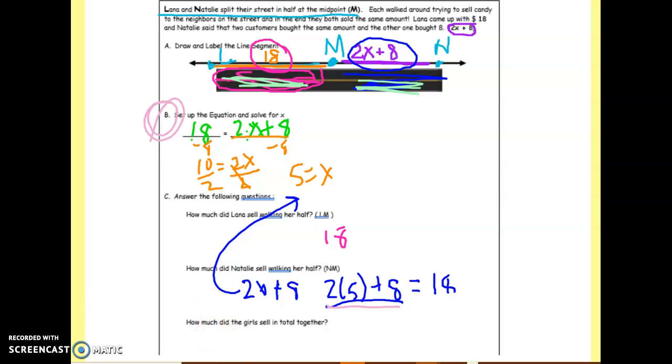Then the last question says, how much did the girls sell in total altogether? So we're looking for how much they sold on their entire street. If Lana sold 18 and Natalie sold 18 on hers, we would put those together, so we would get the answer of $36. Again, purely coincidence that those values happen to be the same. I didn't actually proofread that before I did my video, but hopefully the concept makes sense to you: midpoint means you can set each side equal to each other, solve through, and you should also be able to use it to answer some questions.